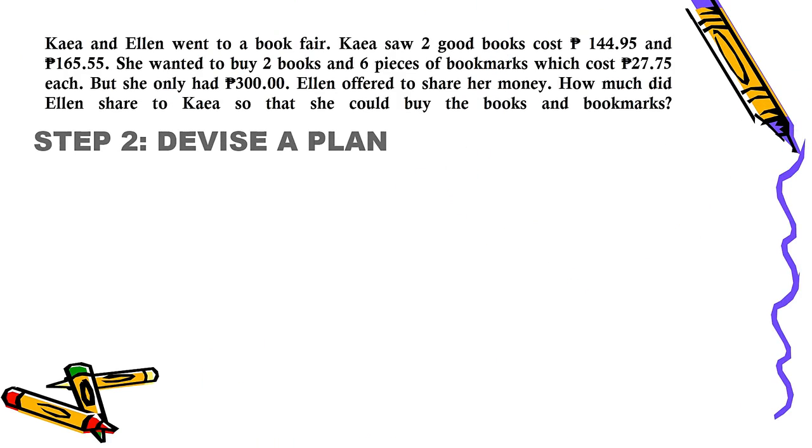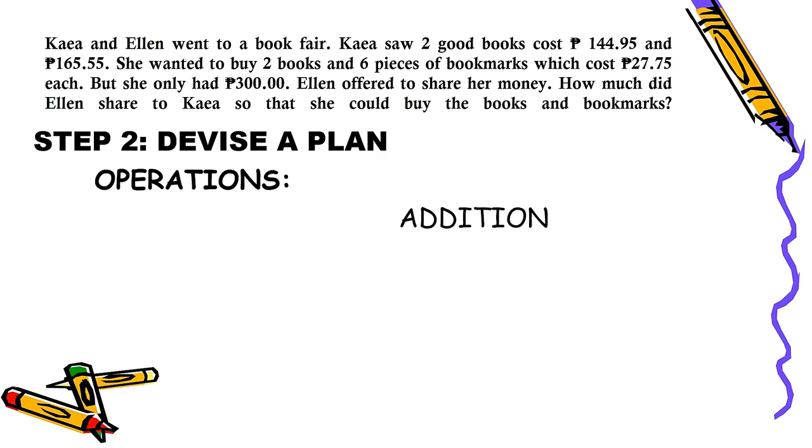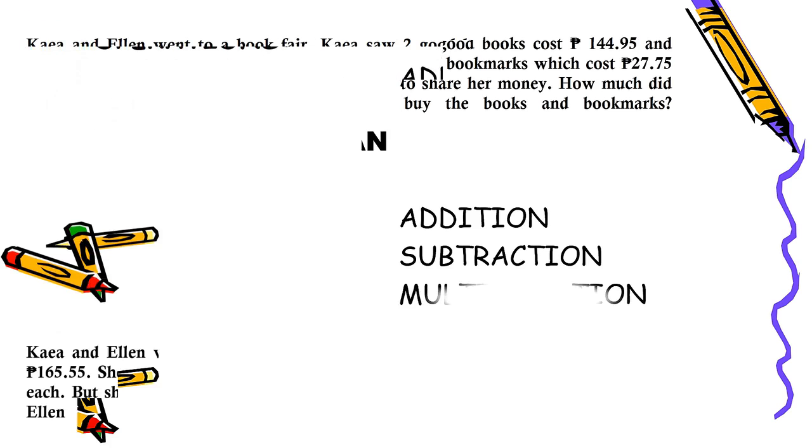Next step, you have to devise a plan. In this step, you have to identify what operations or strategies you are going to use to solve the problem. In this example, we have to use addition for us to know the cost of 2 books and also to know the total amount of 6 bookmarks and 2 books. You also have to use subtraction for us to know how much money did Ellen share to Kaya. And also we have to use multiplication for us to know how much is the amount of 6 bookmarks.